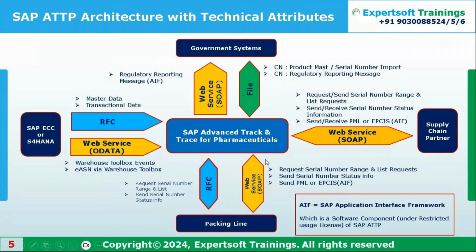So for example, if this ATTP system is Pfizer's, then certainly someone who is sending us data as a supply chain partner is not Pfizer. They might be a CMO for Pfizer, or Pfizer is a CMO for them. So this is purely an external system, and with this external system we are connecting via web services.